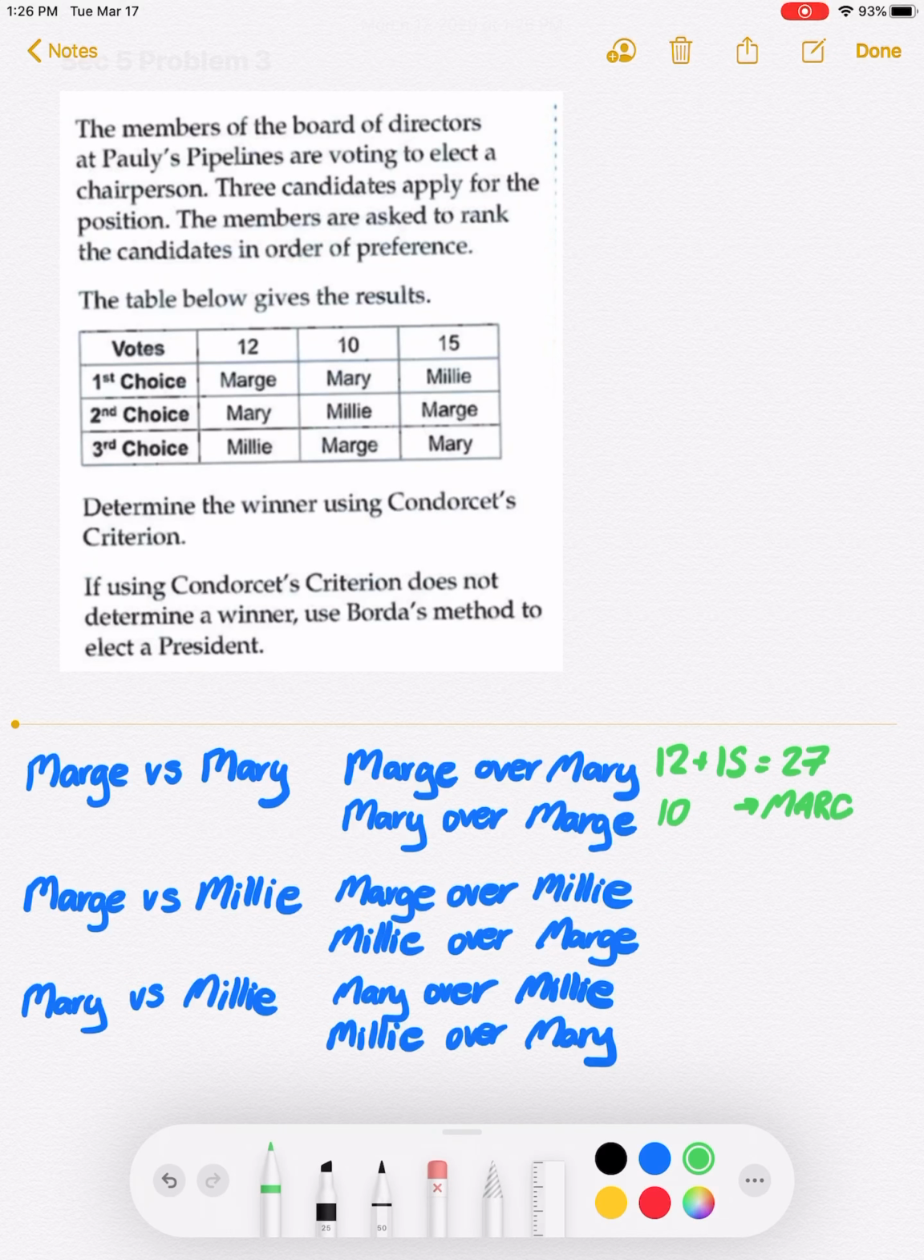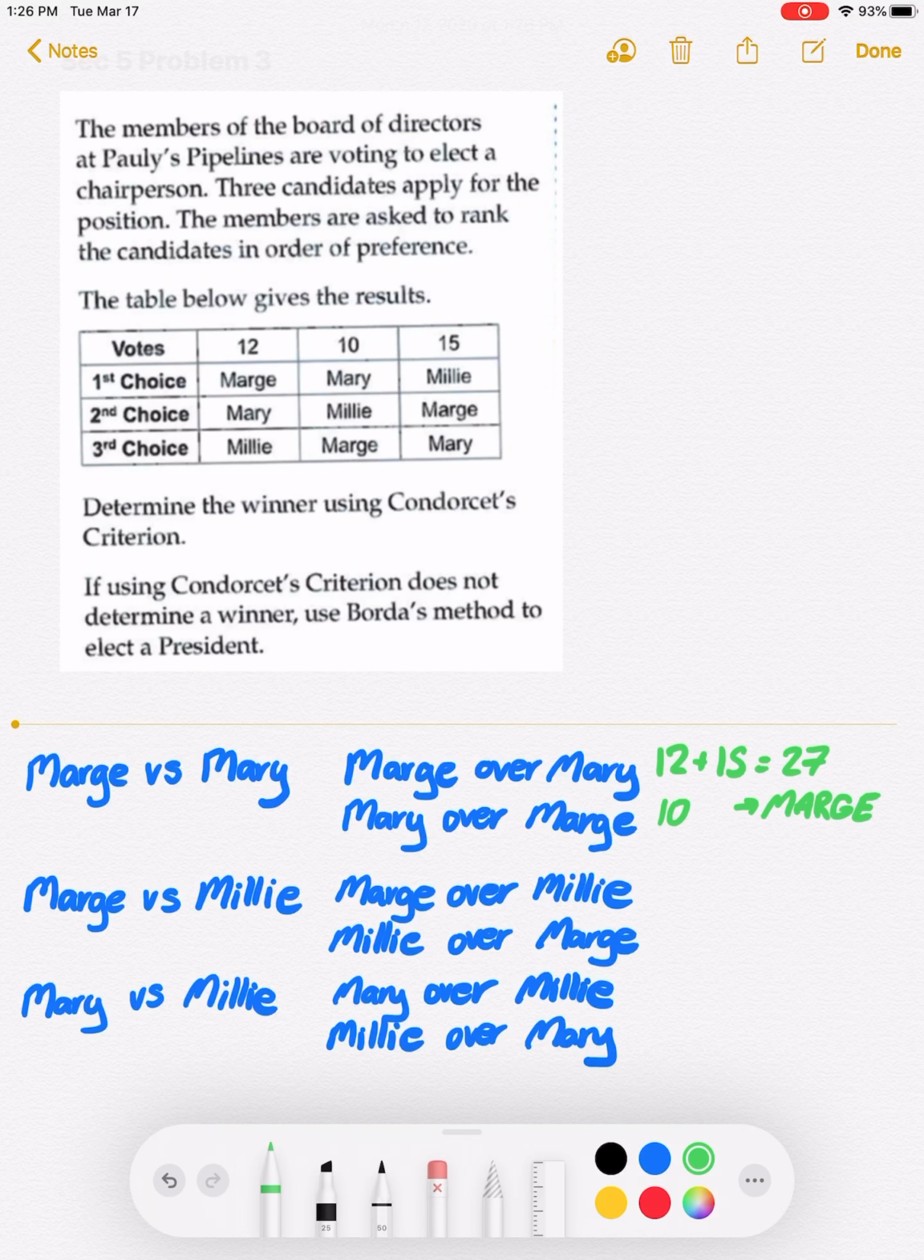Okay, the second one, Marge versus Millie. So Marge wins over Millie just in the first column, so that's 12. Millie wins over Marge in the second 2 columns, so that's 10 plus 15 is equal to 25. So that means that Millie wins the second confrontation.